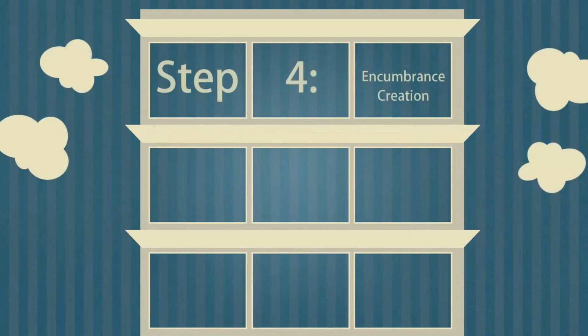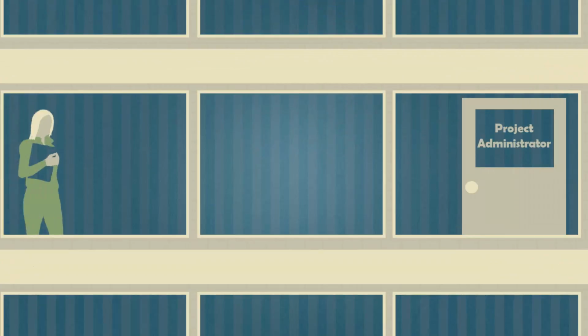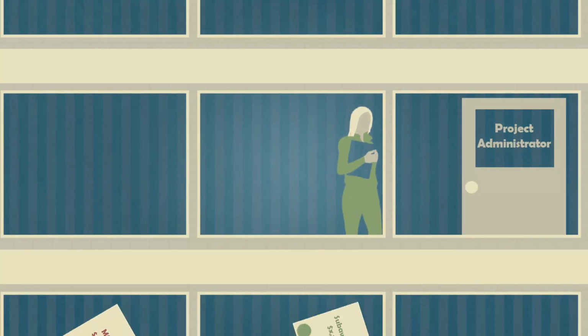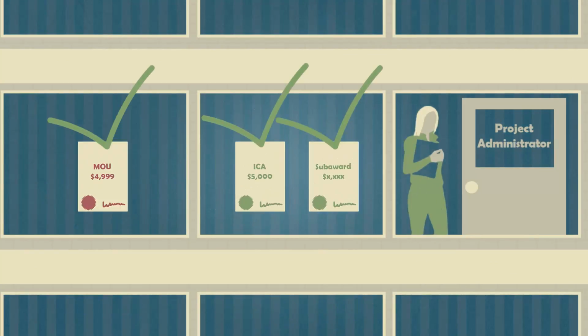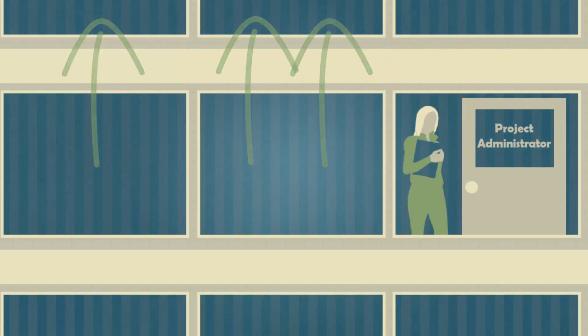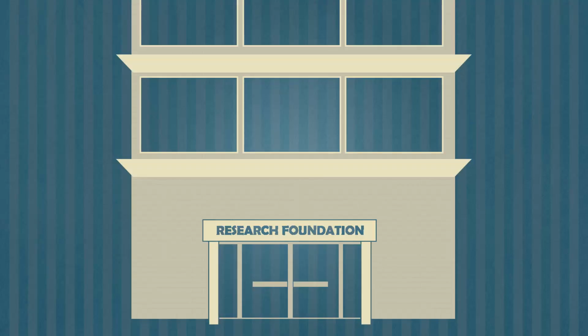Step 4. The creation of encumbrance so work can begin. All of the types of contracts eventually end up at the hands of a project administrator for fiscal approval. Once they have reviewed it and have approved the contract, an encumbrance is created.